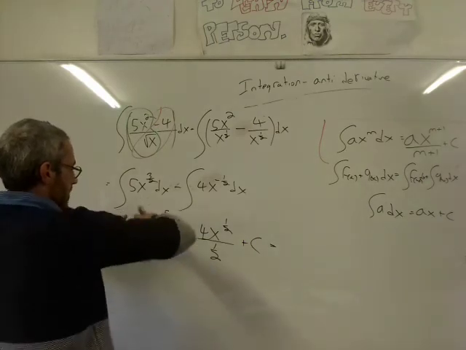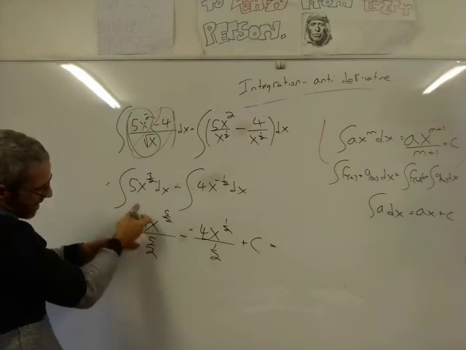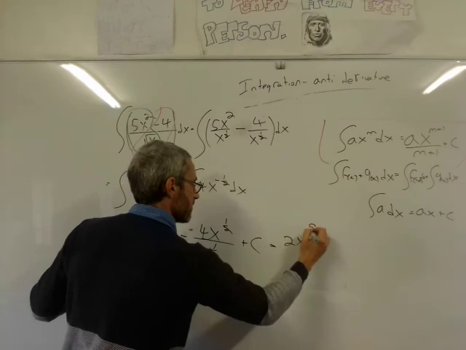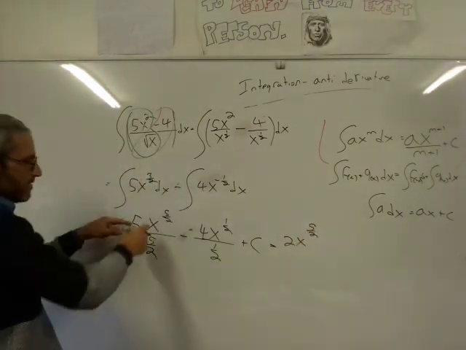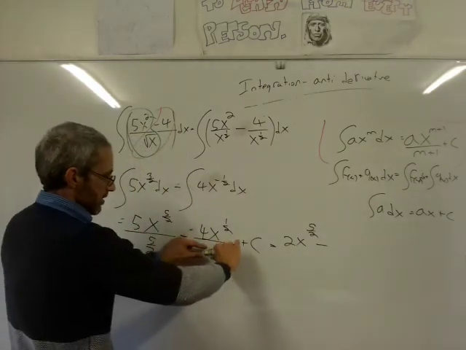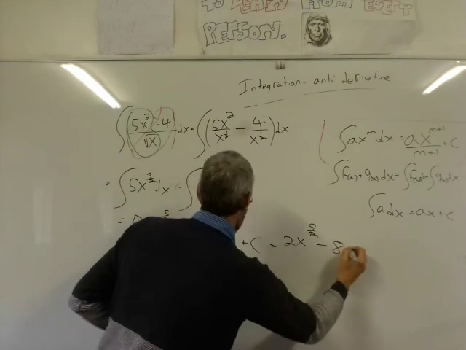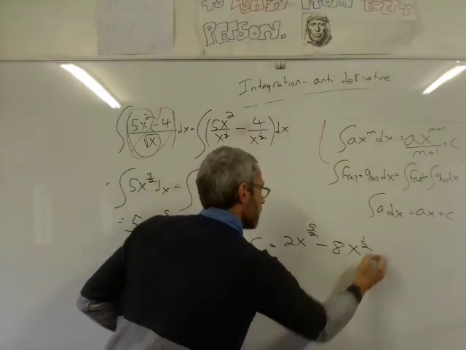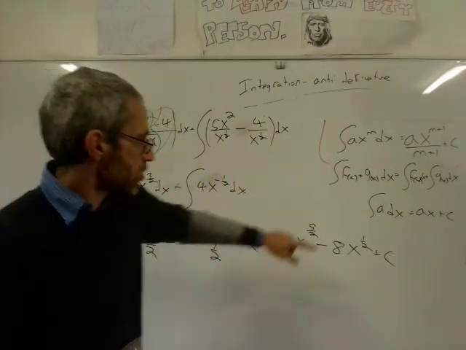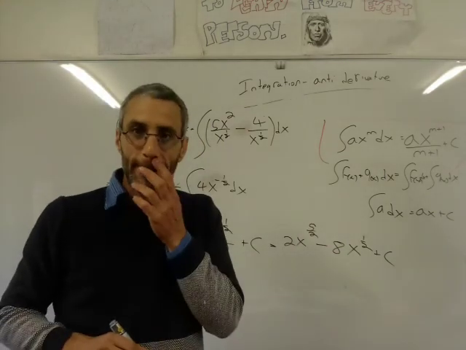If you don't mind, I'll do it in one go. So the 5 stays down, the 2 goes up. When the 5 stays down, it will cancel the 5 there. So I'm going to have 2x to the power of 5 halves, and 5 and 5 will cancel, okay, minus, dividing by half is like timing by 2, so it's going to be minus 8x to the power of half. And obviously plus a constant. And you can leave it like that, or you can turn that to square root x, and this is going to be x to the power of 5 square root, something like that.